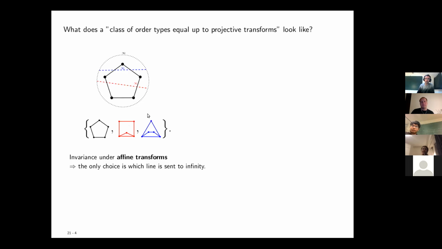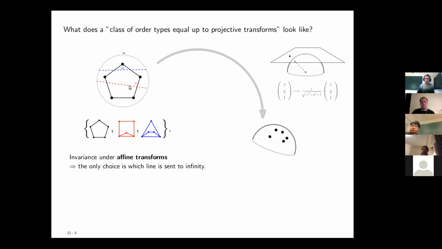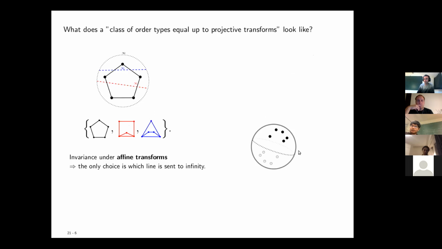There is a very convenient way to think of this. We could first map the plane to an open hemisphere by the standard projection: I put the plane tangent at the North Pole and project from the center. This defines a bijection between the plane and the upper open hemisphere. Now let me complete the hemisphere and add the symmetric of the points.